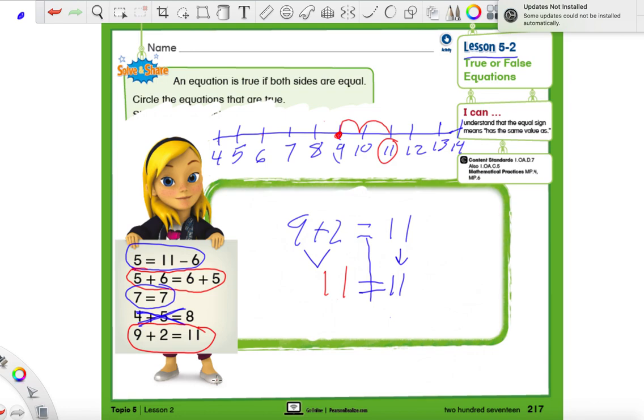Alright, so hopefully you're starting to get a decent grasp over what we're doing and with how to determine if each number sentence is true or not true. So we're going to do a couple more practice problems on the next page. So let's go ahead and turn to page 218 and do a couple more practice ones together.